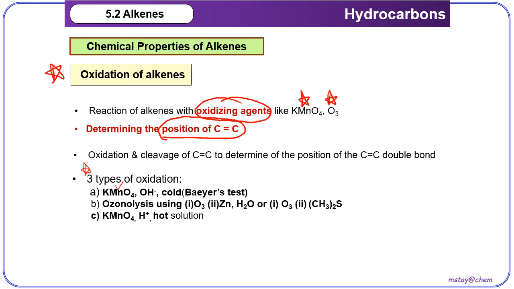One is with KMnO4 in basic medium and cold temperature. Another is also KMnO4, but this time the medium is acidic and the condition is hot. No matter which condition, cold or hot, acidic or basic medium, there is a reaction, but the product will be different. So we split it into two different parts. Another one is ozonolysis, which we will start with in the next slide.